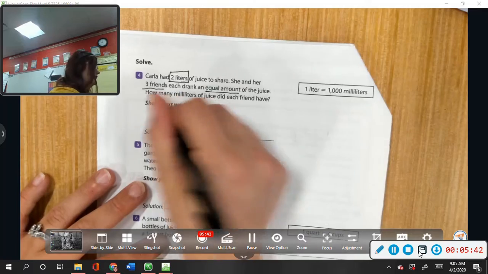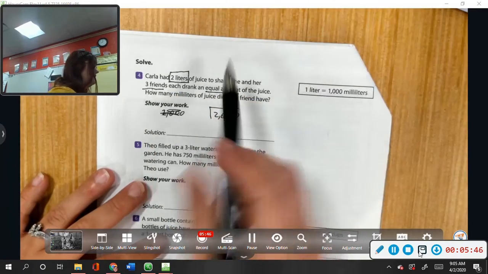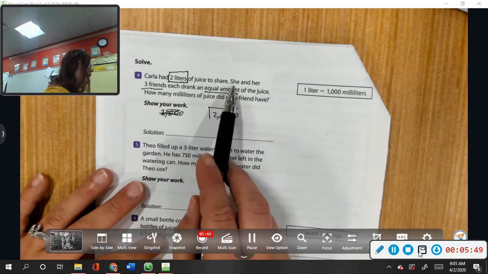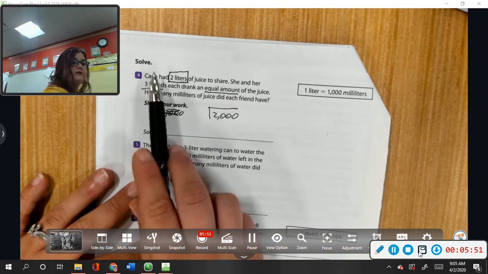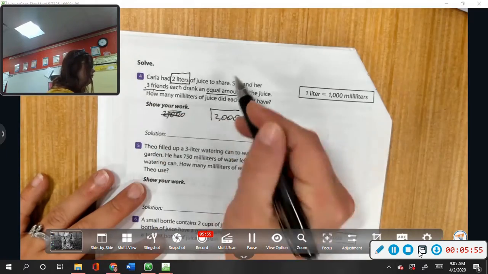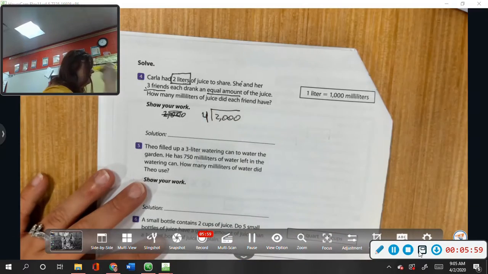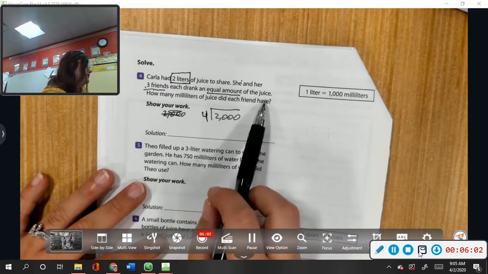I'm going to move this over so I have a little bit more room. So we have 2,000, and we're going to divide it by, she has 3 friends, but you don't want to forget her. So even though she has 3 friends, we're really splitting this juice up how many times? 4 times. We don't want to forget about Carla. So how many milliliters of juice did each friend have?